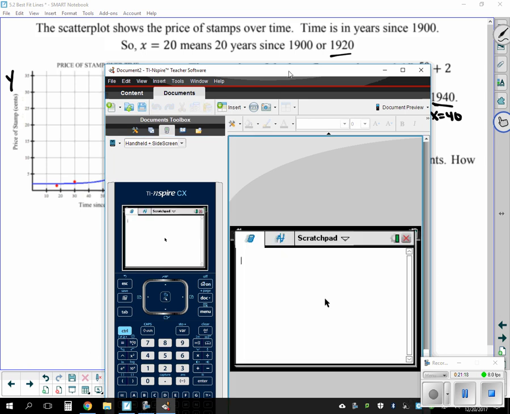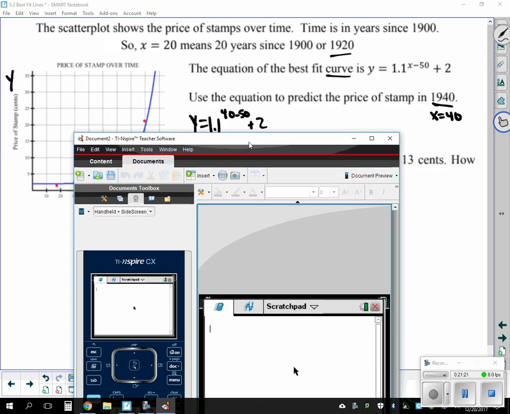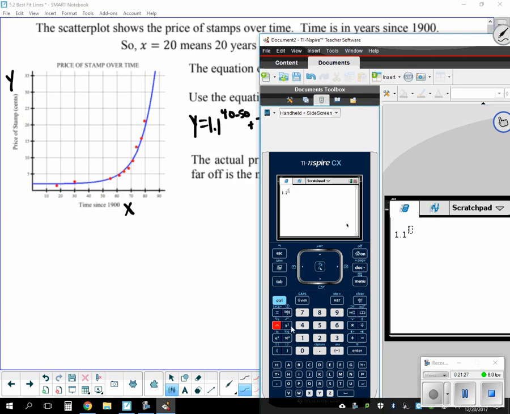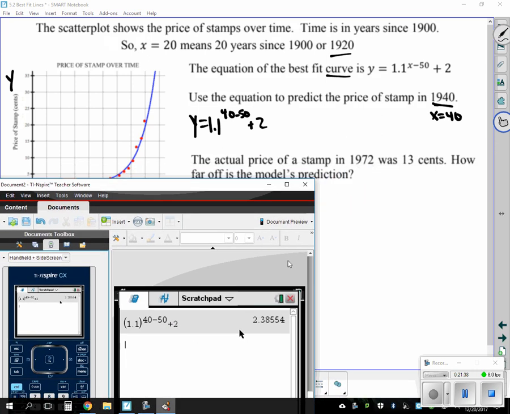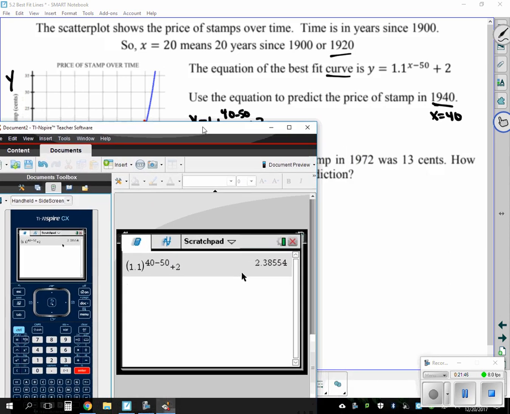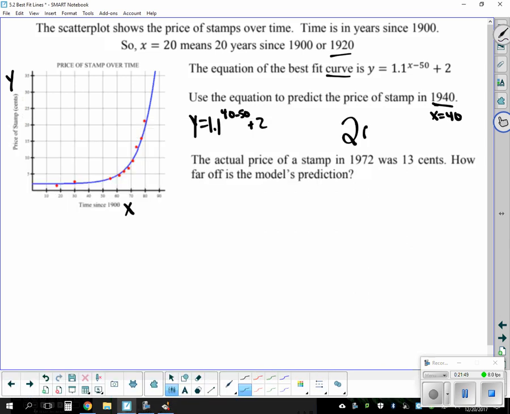Let me just go back to my calculator screen. So 1.1 caret key to the 40 minus 50, arrow over to get out of that, plus 2, gives us an answer of, let's round it to the nearest, well, we're working in cents, so we can round it to the nearest whole number, and we would get an answer of 2 cents. Okay? For the second one, the actual price of a stamp in 1972 was 13 cents. How far off is this model's prediction?